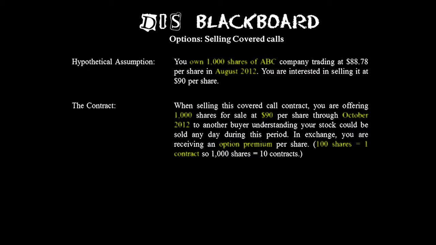Now, an options contract, a covered call, is when you offer those 1,000 shares for sale at 90 through a specific period of time. We picked October here, knowing that it could be sold at any day during that period, but in exchange, you're receiving option premium or cash flow.